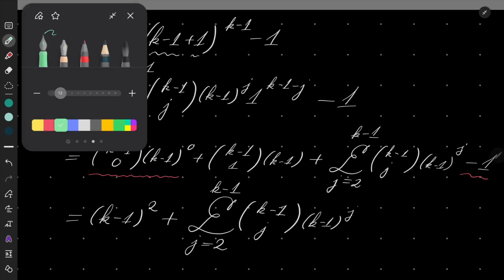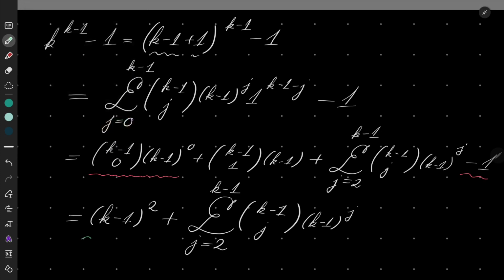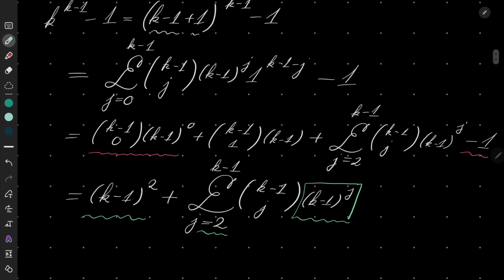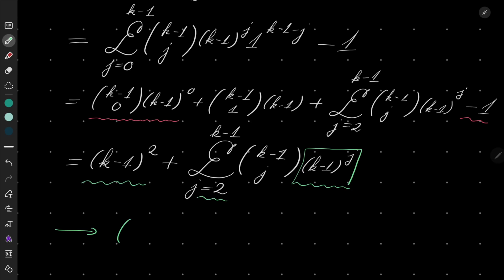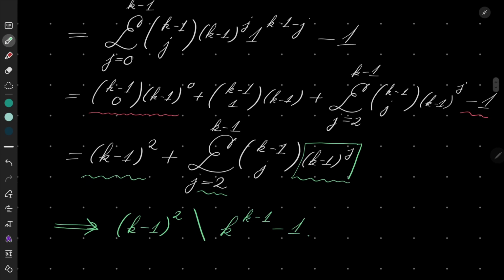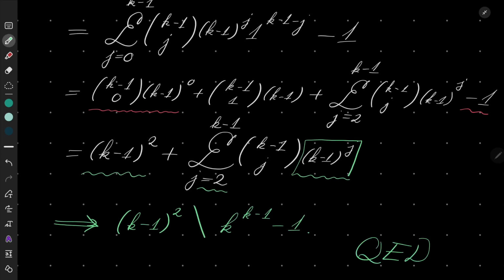And now let's look. We want to prove divisibility by (k minus 1) squared. This is obviously divisible by (k minus 1) squared. And because j is 2 or higher, this part is also divisible by (k minus 1) squared. So we have a sum of two numbers divisible by (k minus 1) squared, which implies that (k minus 1) squared divides k to the power k minus 1, minus 1, which closes our proof.